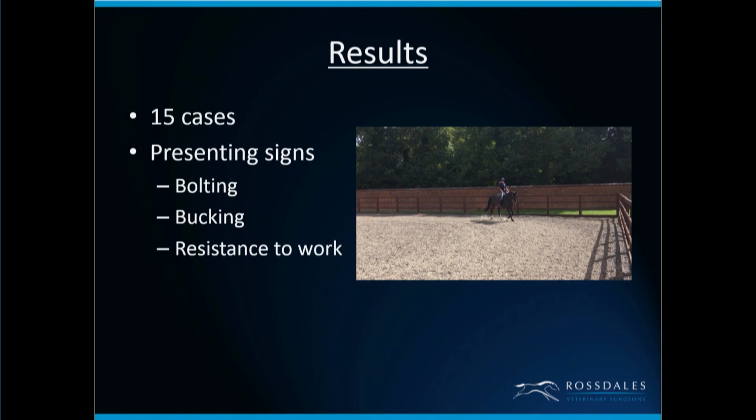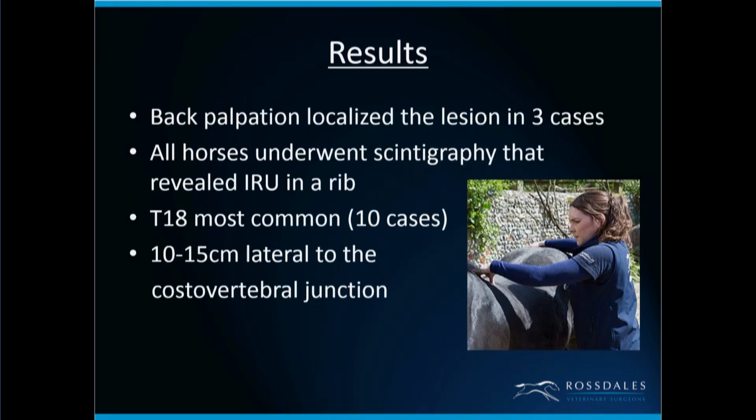The presenting signs were bucking, bolting, or resistance to work. Back palpation localized the lesion in 3 cases, and all of the cases underwent scintigraphy that revealed increased radiopharmaceutical uptake in a rib. Again, similar to the cases out of Rossdale's, T18 was the most commonly fractured rib. They had 10 cases, and the location was 10 to 15 centimeters lateral to the costovertebral junction, which looked like the area from one of the previous images looking down on that horse that had 5 rib fractures, on the DV bone scan pictures.